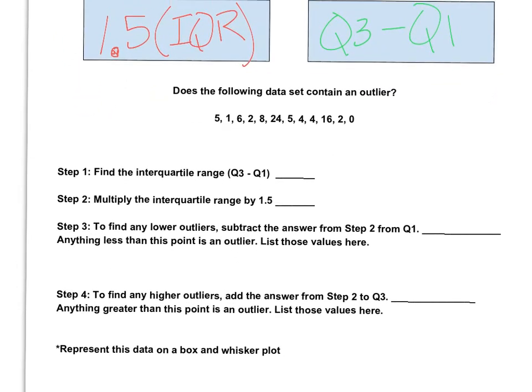Does the following data set contain an outlier? Well, first thing we have to do is write this data set in order from least to greatest. So we have 0, 1, 2.